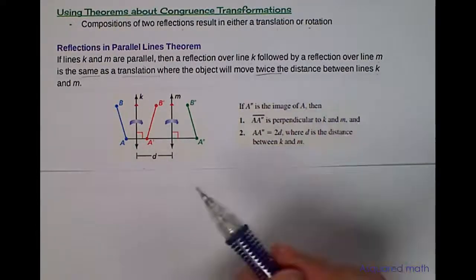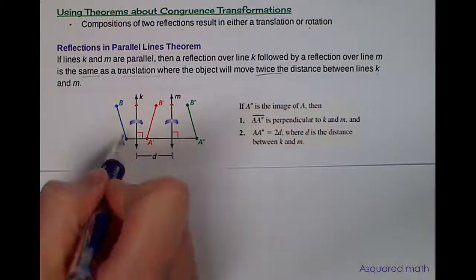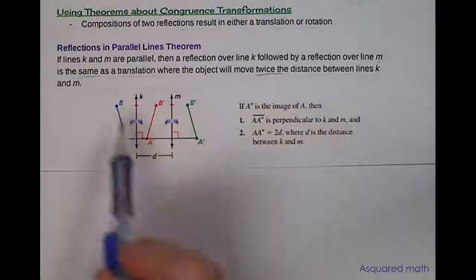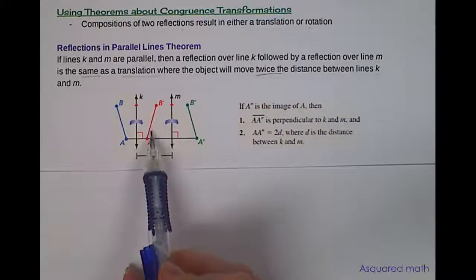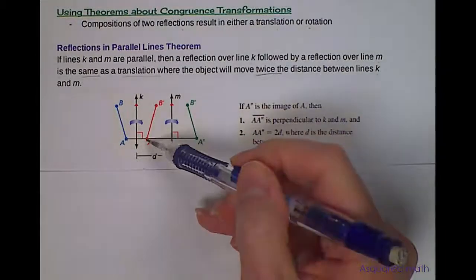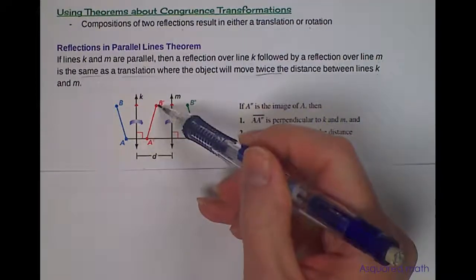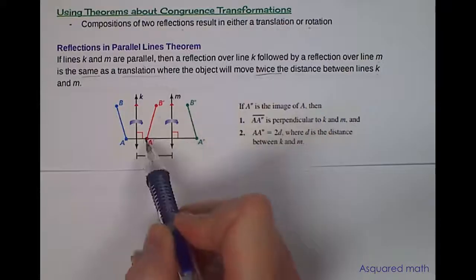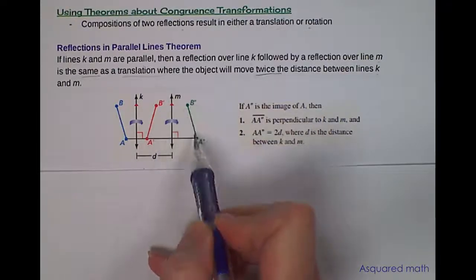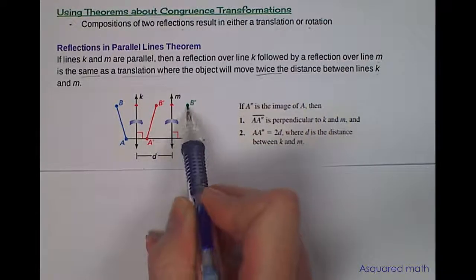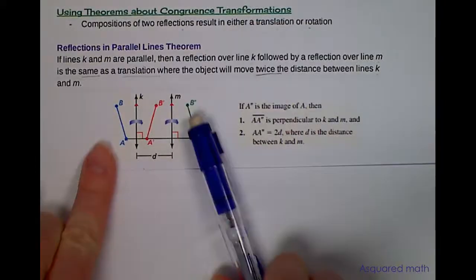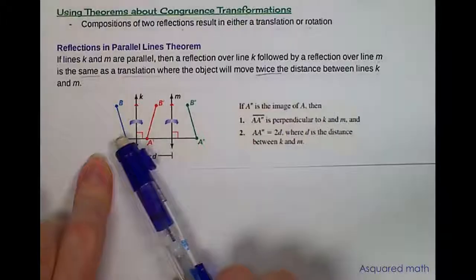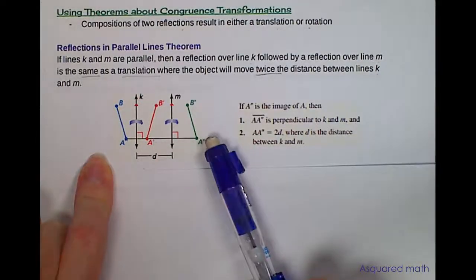So what exactly is that saying? That says that if we have this line here, AB, and we first reflect it over line K, we end up with this red line A prime B prime. And then we're going to reflect it again over line M, so we end up with line A double prime B double prime. You'll notice that these two lines are parallel to each other. So we have just a translation going over to the right.